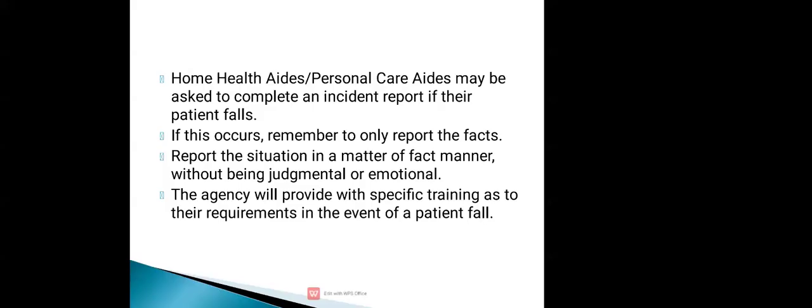Some home health aides or personal care aides may be asked to complete an incident report if their patient falls. And if this occurs, remember to only report the facts. Don't be telling stories such as the patient was flying across the room. Just go to the point. Stick to the facts.